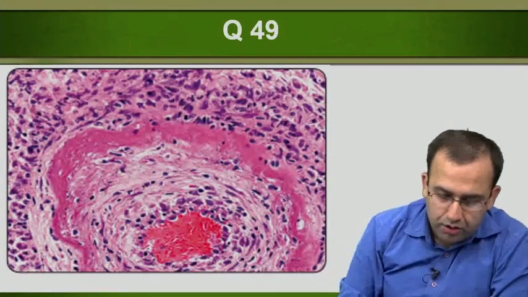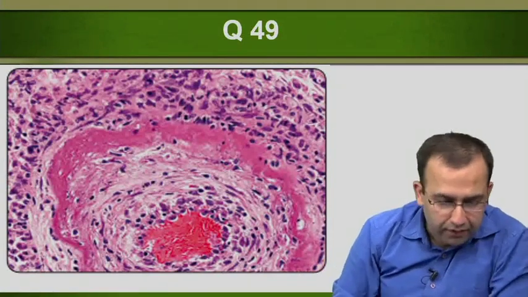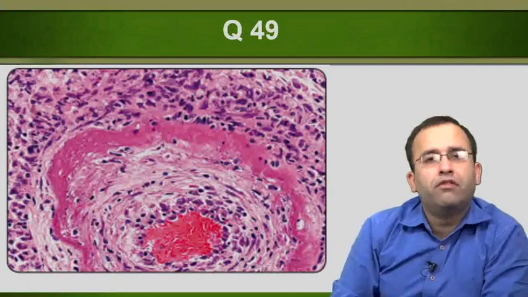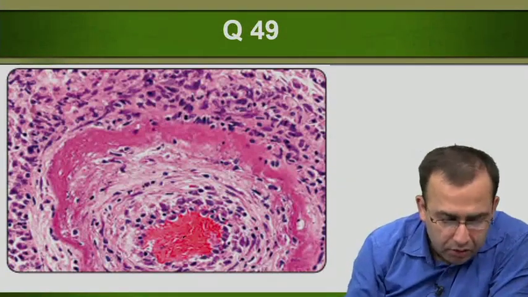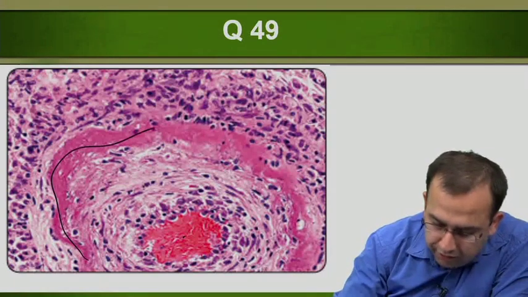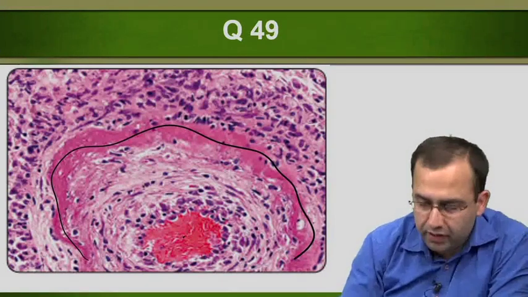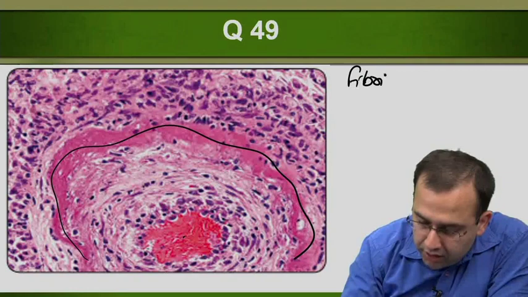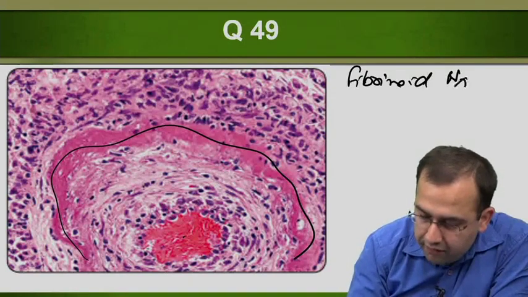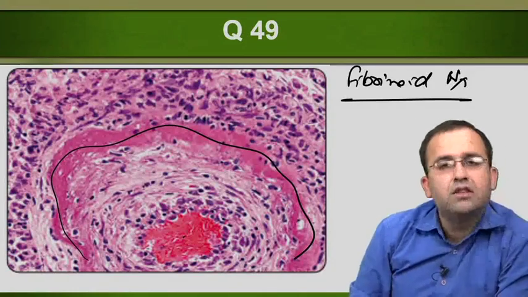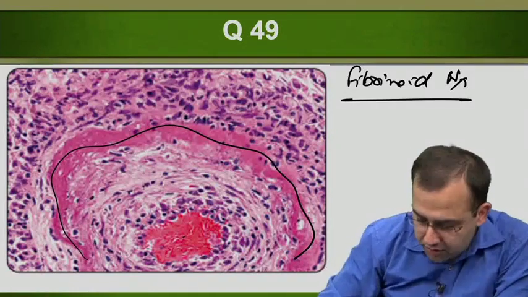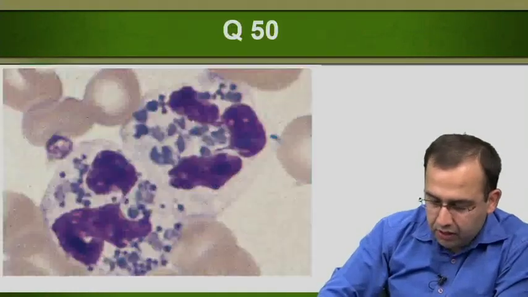Next, question 49. This is a spotter. Answer: blood vessel, RBCs in the lumen with presence of fibrin-like degeneration of the vessel wall. Fibrinoid necrosis. You very well know the list of diseases associated with fibrinoid necrosis. I am not getting into that.